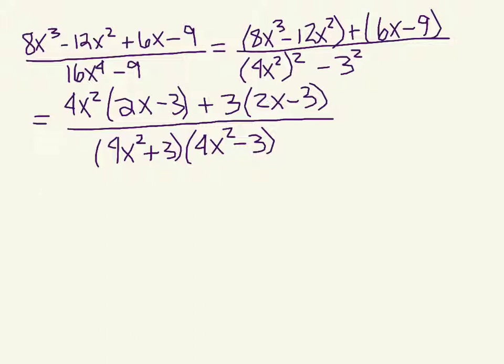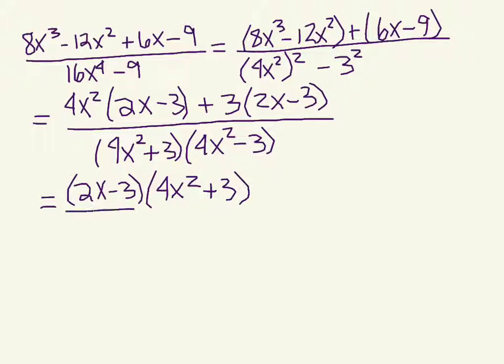From the numerator, I can now factor a 2x minus 3. And from the first term, I'm left with the 4x squared. And from the second, I'm left with the 3. And in the denominator, I still have 4x squared plus 3 times 4x squared minus 3.